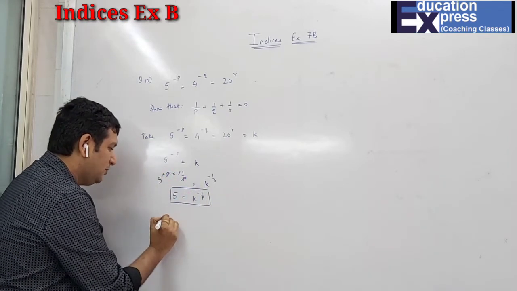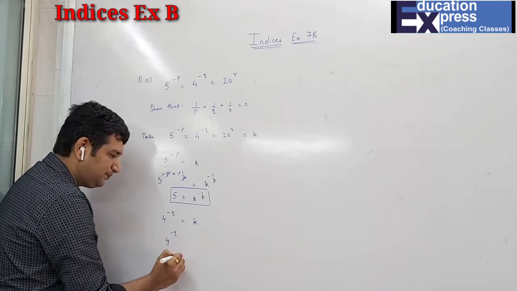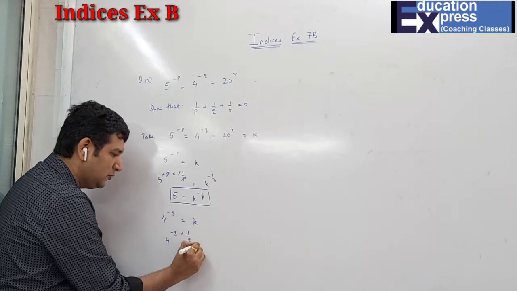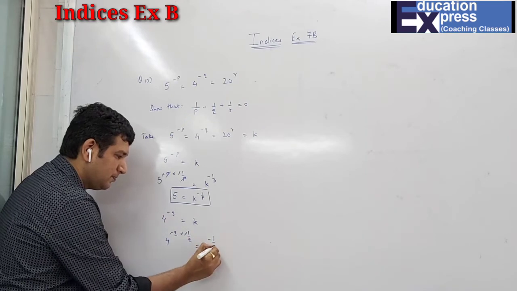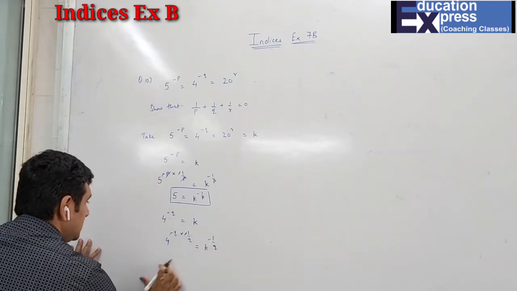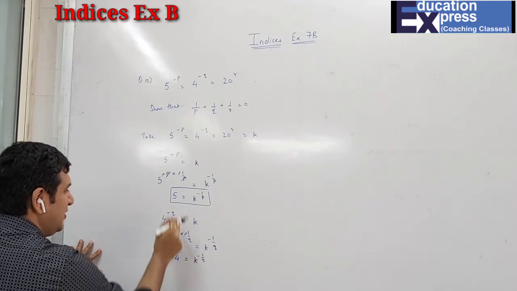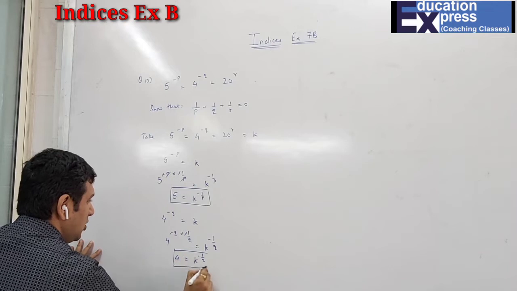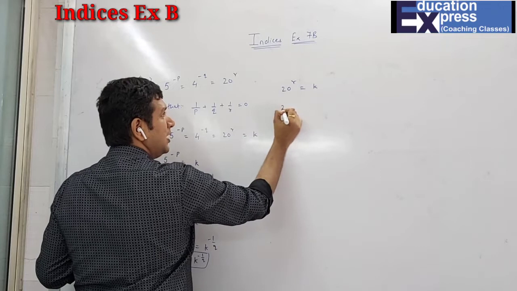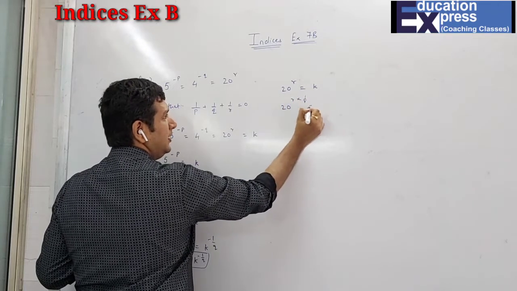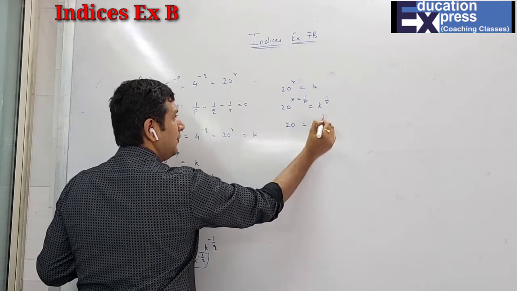Similarly 4 raised to minus q is what students? K. So 4 raised to minus q into minus 1 upon q is k raised to minus 1 upon q. So 4 is equals to k raised to minus 1 upon q. So 5 ka answer we got, 4 ka answer we got, and last is now 20 raised to r. So now here it is positive, so I will take positive only. So 20 equals to k raised to 1 upon r.